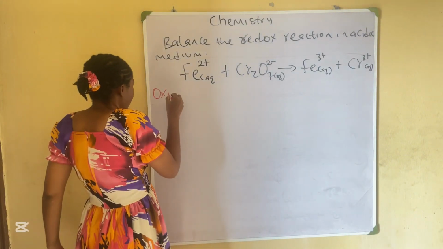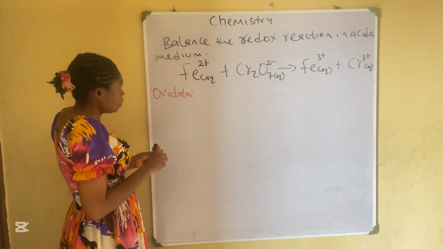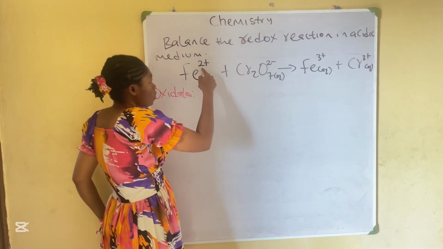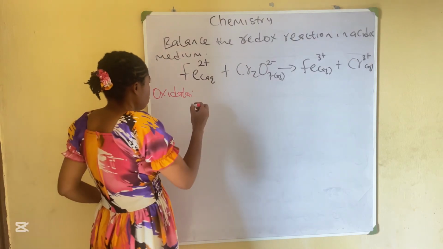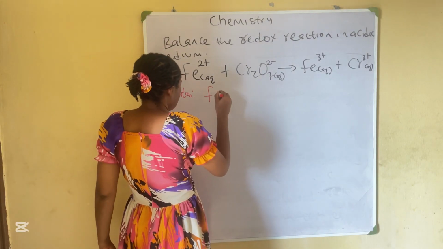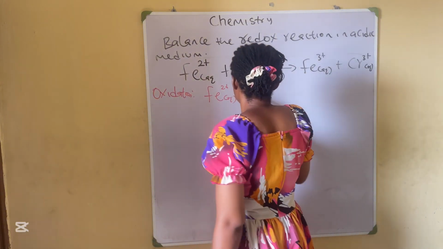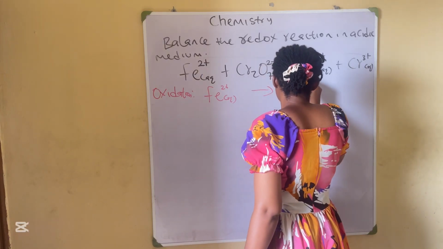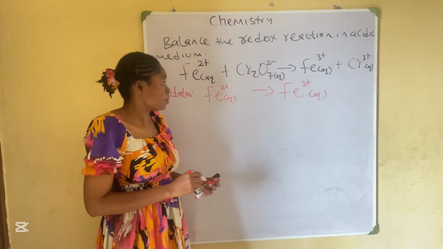Okay, oxidation. Which one is oxidized? This is Fe2+ and this one is Fe3+. That's my oxidation, or reducing agent. So I'm splitting into two half equations.